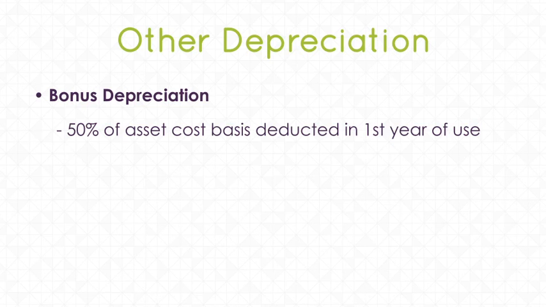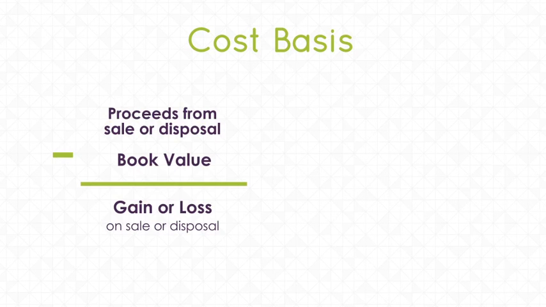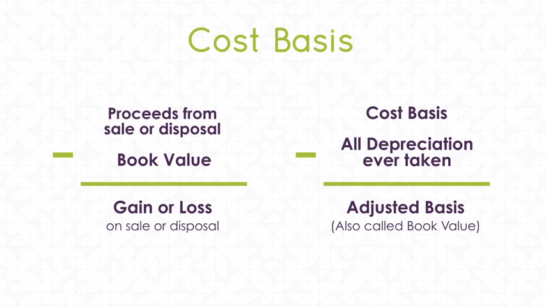If you sell or otherwise dispose of business assets during the year, then you must complete Form 4797 and report the gain or loss on your individual tax return, just like your net income or loss from your business. In general, to calculate a gain or loss, you subtract book value from the proceeds you received. If you simply threw the asset away, then you got zero proceeds. If you sold the asset for $10,000, the proceeds are $10,000. Book value is based on the cost basis, subtract all depreciation taken to date, equals book value.